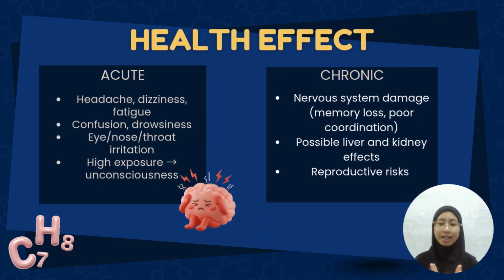Now, I will explain the health effects of toluene exposure, which can be divided into two categories, which are acute and chronic effects. For acute effects, short-term exposure can cause headache, dizziness, fatigue, confusion, and irritation to the eyes, nose, and throat. In high concentration, it may lead to unconsciousness. For chronic effects, long-term exposure can damage the nervous system, causing memory loss and poor coordination. It may also affect the liver and kidney and pose reproductive risk. Overall, toluene can have serious health impact, especially with prolonged or high exposure.